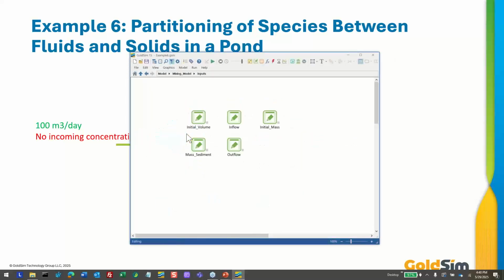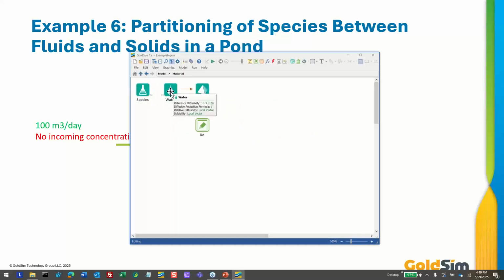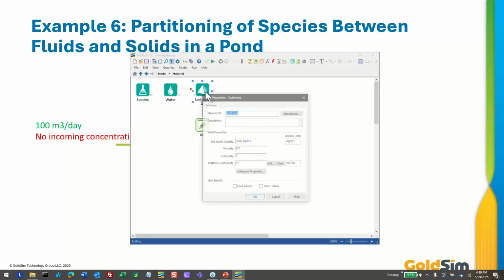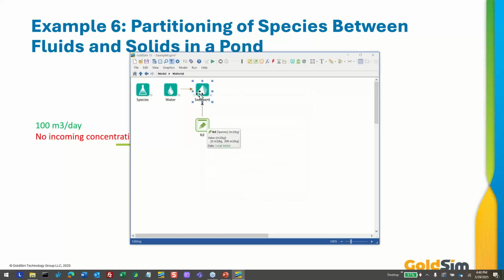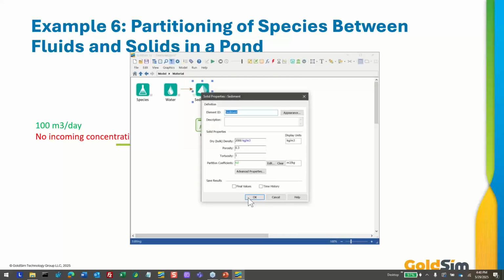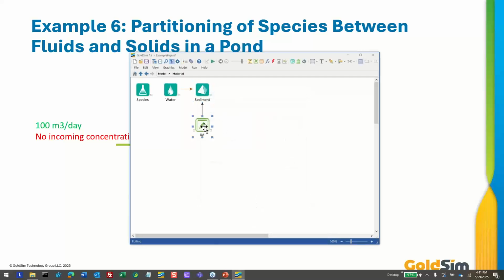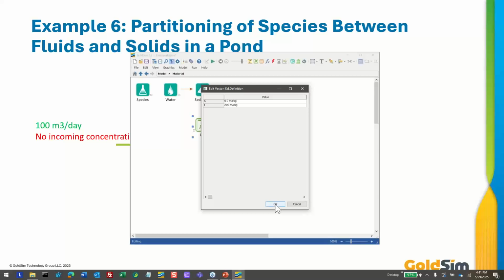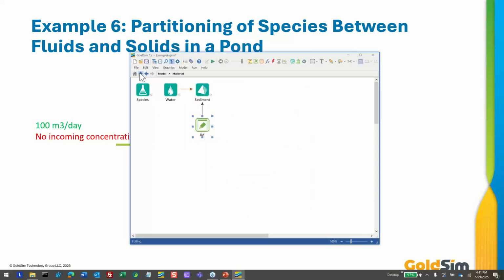And so in this model, I had to create my water, but I also have this sediment. And the sediment requires some partition coefficients. This is basically the ratio of the concentration in the solid to the concentration in the water, and by the way, they have units of volume per mass. And you can see I have no partitioning for X. There is no concentration in the solid for X, but Y does partition. So that's how I set my model up.